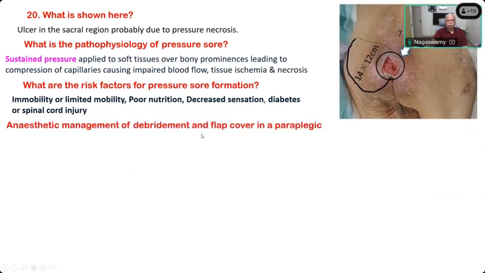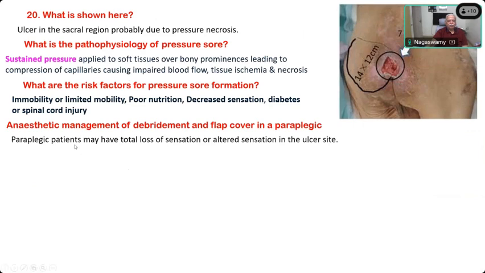Anesthetic management of debridement and flap cover in a paraplegic. How many of you have given or seen a flap cover being done for a pressure sore by plastic surgeons? Any of you have seen or not seen at all? They've done rotational flaps, sir. That's what I'm asking. Rotational flap only. You have seen. So paraplegic patients may have total loss of sensation or altered sensation in the ulcer site.